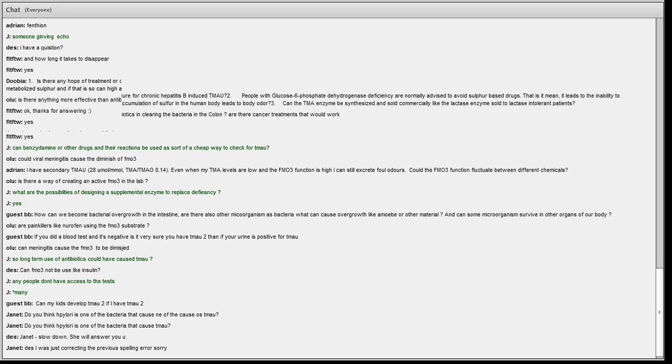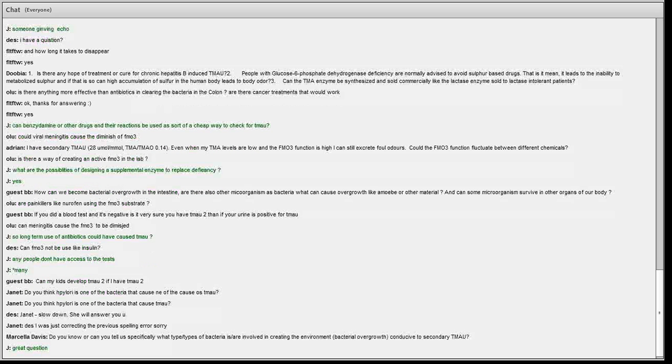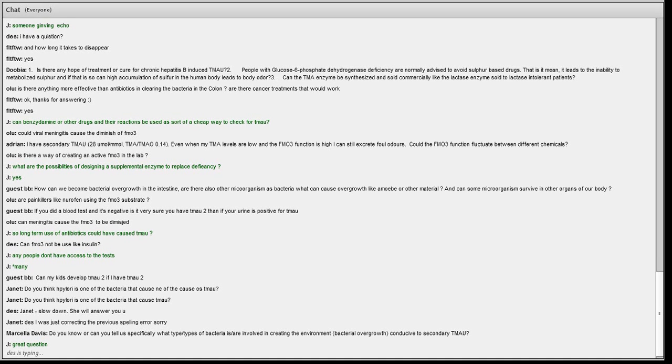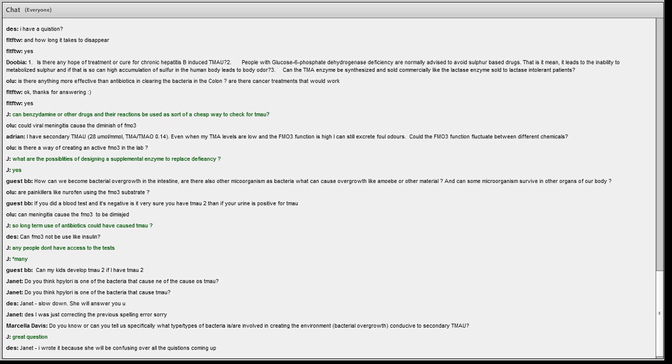I mean, the odor might not be due to trimethylamine. And with secondary TMAU, there are also some indications about kidney function. So if you have a kidney problem, then you could have problems clearing the TMA, and that might cause a buildup. But not being very helpful on this question, I'm afraid.